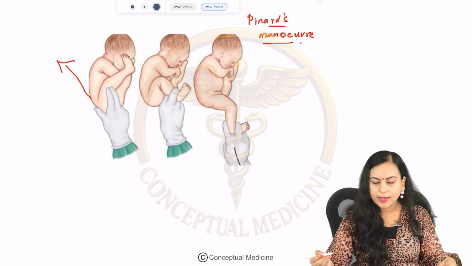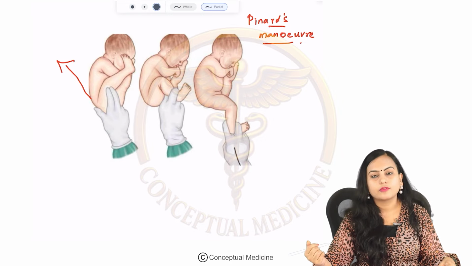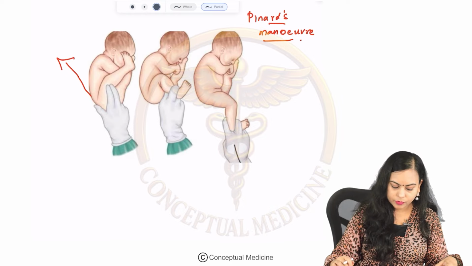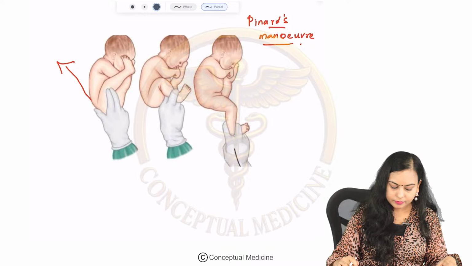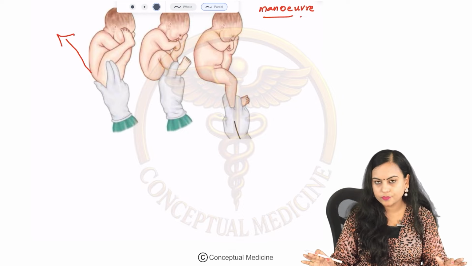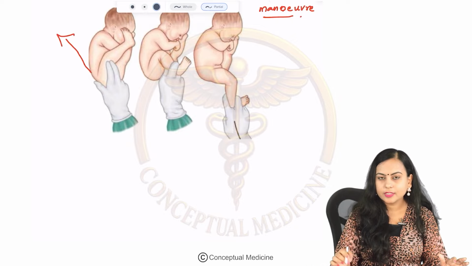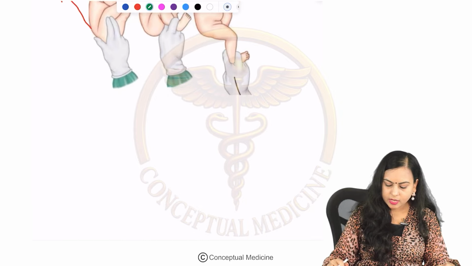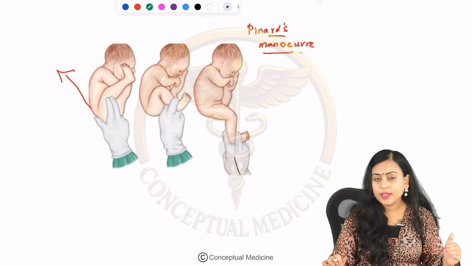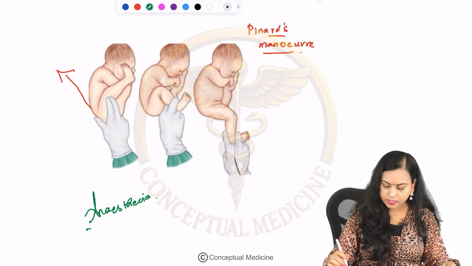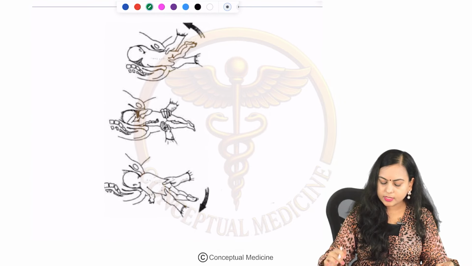Okay, in a similar way you have to bring the other leg also, and finally you have to do an extraction, right? So this is Pinard's maneuver. Okay, so this is a breech delivery where you will be converting a frank breech into a footling breech. Okay, so this is a frank breech. You will convert it into a footling breech and you will do an extraction, right? So that's why we have to do this procedure under anesthesia. Okay, we have to do it under anesthesia, right? Now, see this maneuver.